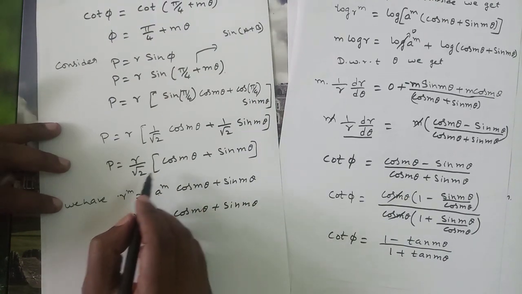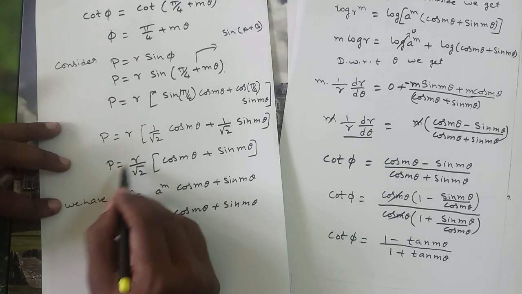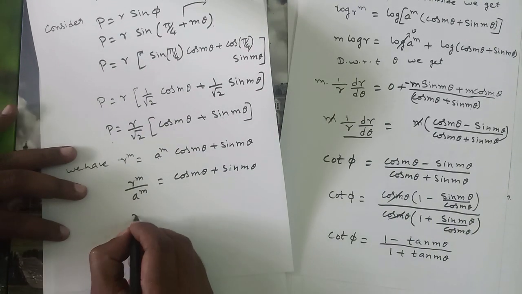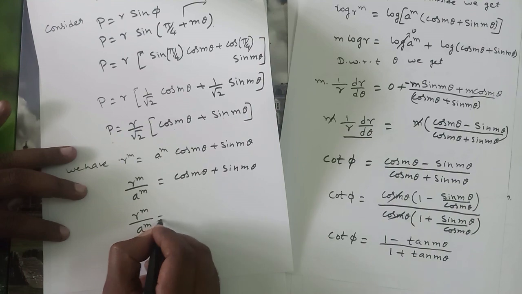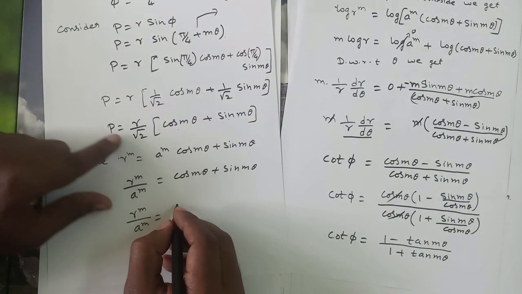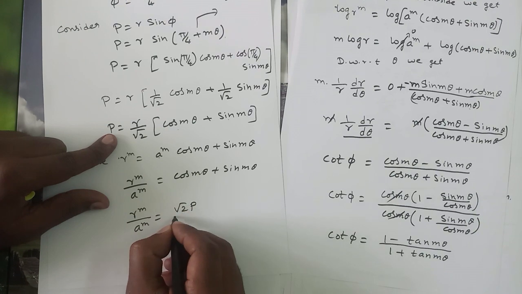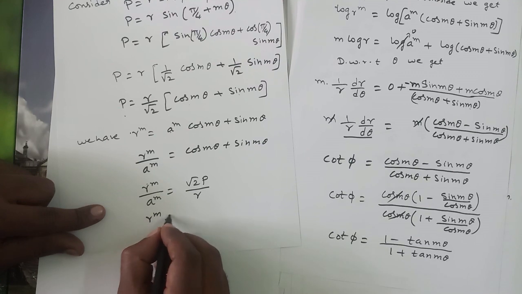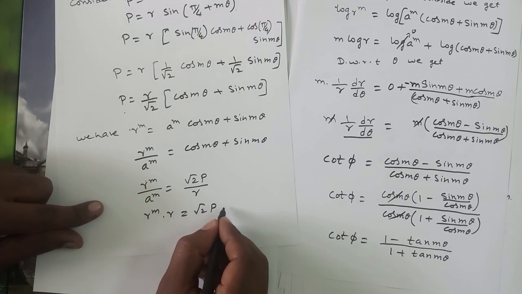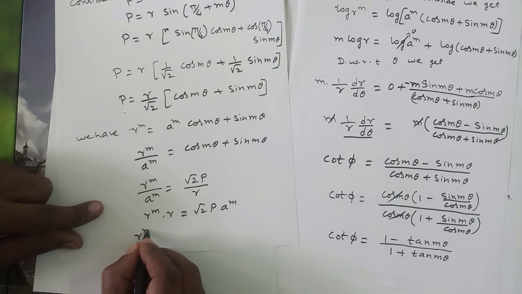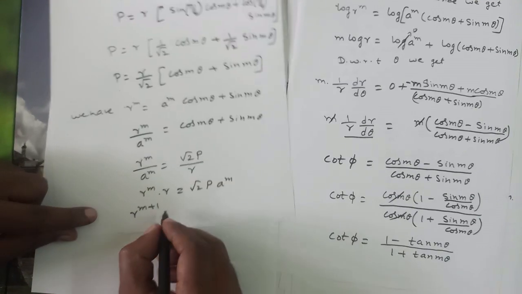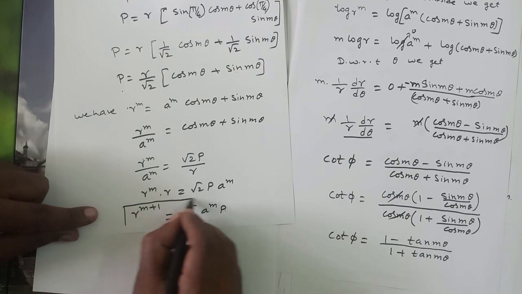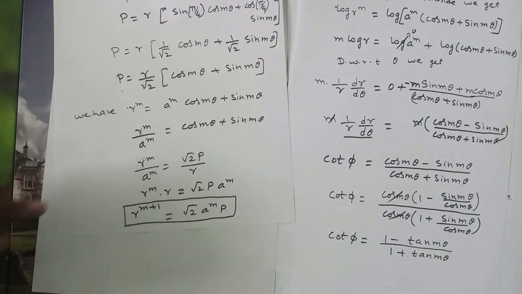So here this can be written as root 2 p divided by r equals cos m theta plus sin m theta, right? So substitute that here. So r to the power of m divided by a to the power of m equals root 2 p divided by r. So r goes to the left, r to the power of m into r equals root 2 p into a to the power of m. So r to the power of m plus 1 equals root 2 a to the power of m into p. So this is the required pedal equation.